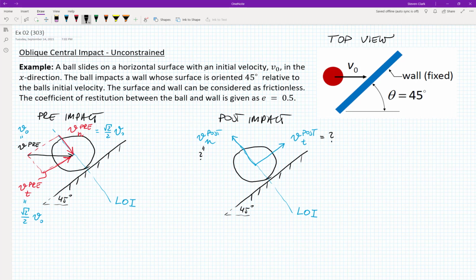So how to solve such problems? I usually start with the tangential direction because it's super fast. In such cases, nothing changes in the tangential direction, nothing. So basically I can copy what we have on the left hand side and paste it on the right hand side. Basically what I'm saying is that VT post is equal to VT pre impact, and this is equal to square root of 2 divided by 2 V0. That's all. 50% of the problem done.